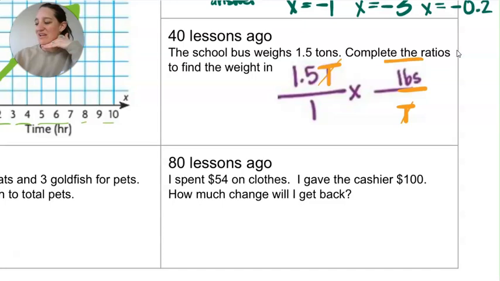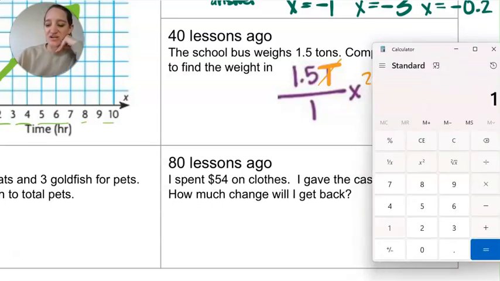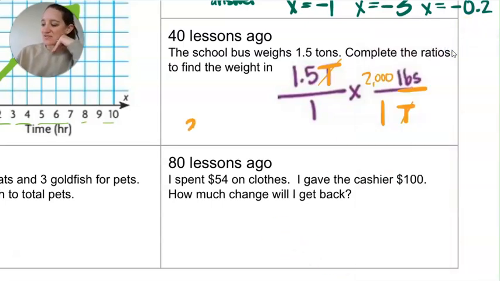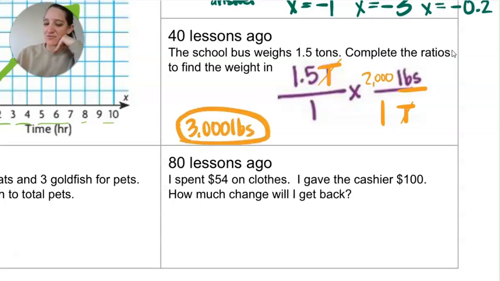Now I need to create a conversion ratio right here that just equals 1, right? So what's bigger, a pound or a ton? A ton is bigger. And how many pounds are in a ton? There are 2,000 pounds in a ton. So now I can just multiply straight across 1.5 times 2,000 and I get 3,000. So the school bus weighs 3,000 pounds.